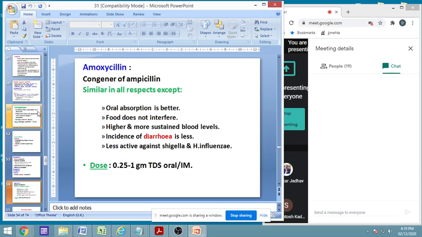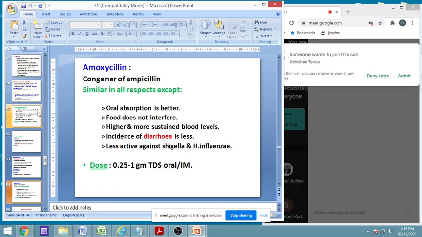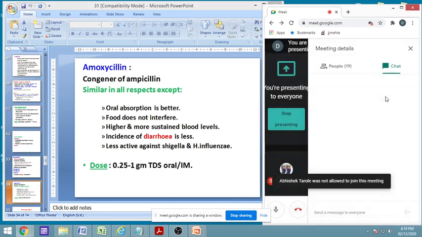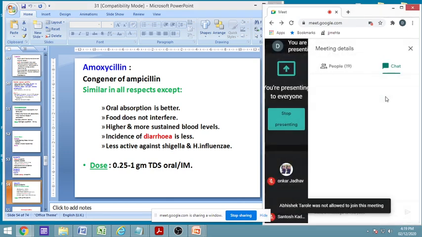Then amoxicillin is a congener of ampicillin. It is similar in all respects except that the oral absorption is better. Food does not interfere. Higher and more sustained blood levels are there. Incidence of diarrhea is less. It is less active against Shigella and H. influenzae. So these are the advantages it has.